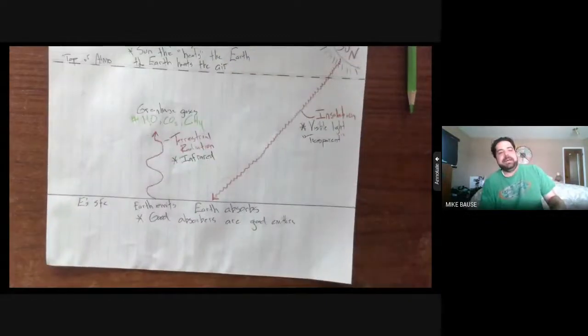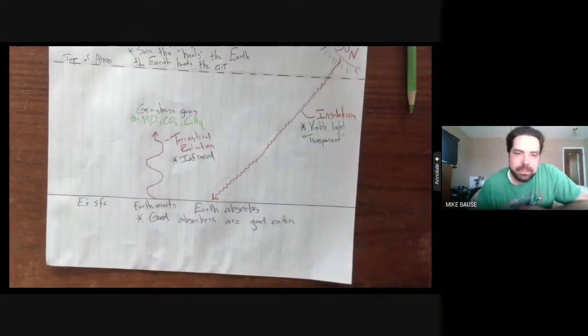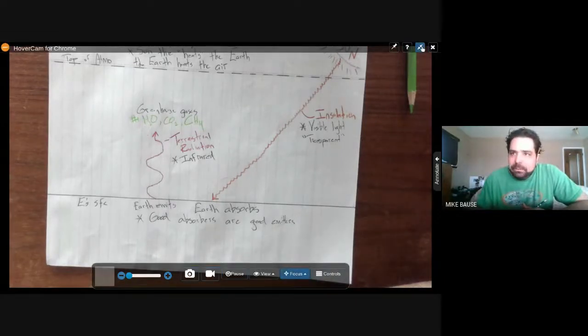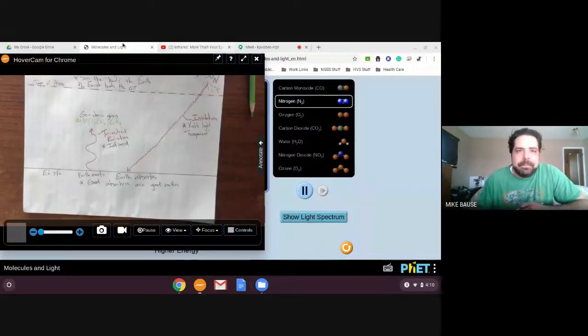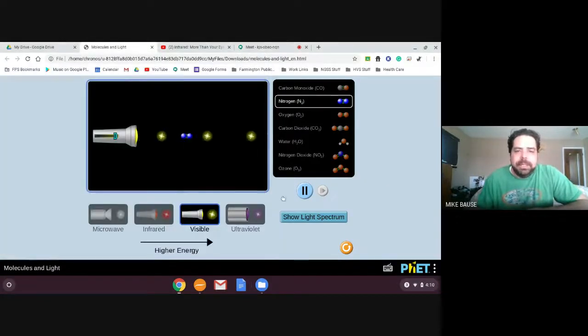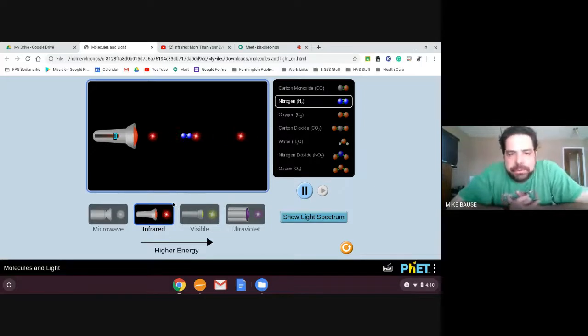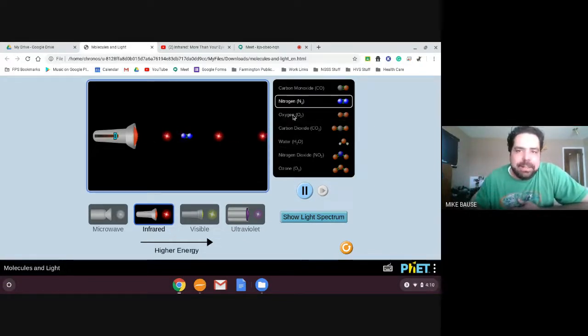All right, so here's what happens to the infrared. Going back to that one animation there, we're going to shoot infrared. You'll see it goes through nitrogen, no problem. Remember, 99% of our atmosphere is nitrogen and oxygen. They literally have nothing to do with weather and climate. Visible light can go through, and infrared light can go through, no problem.